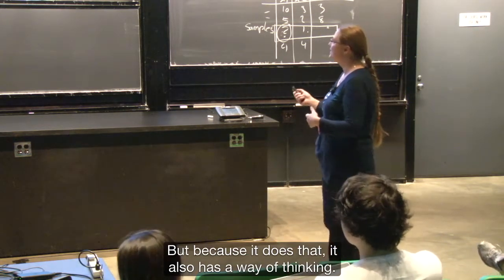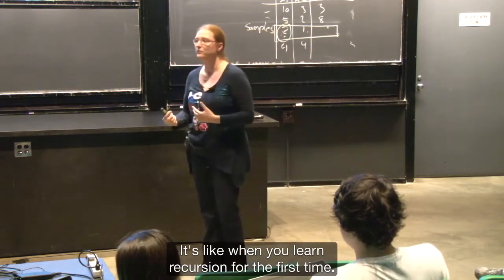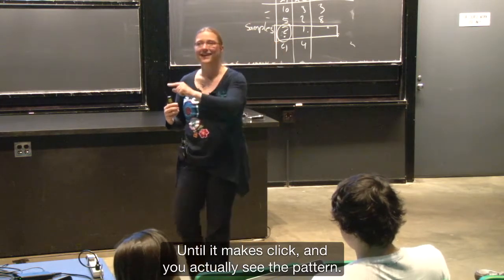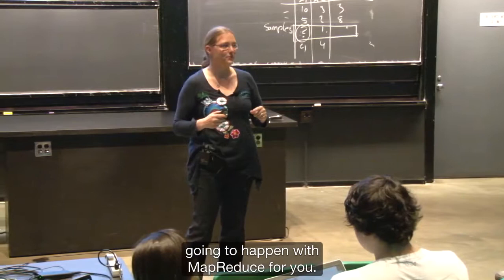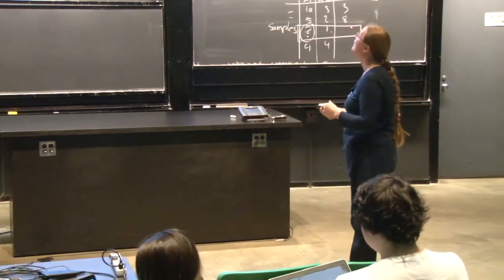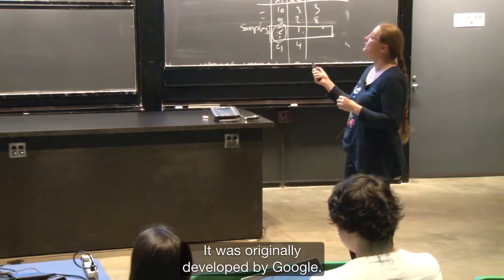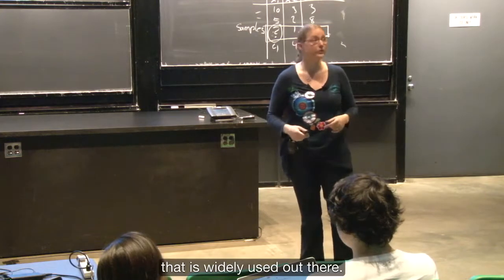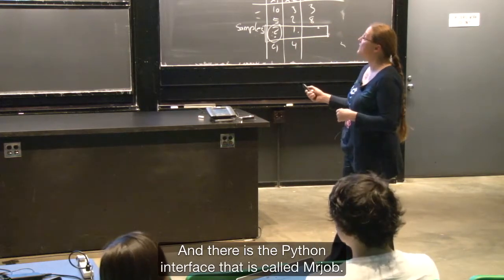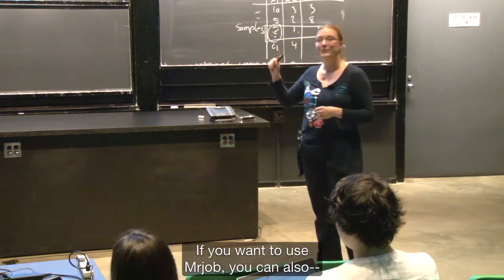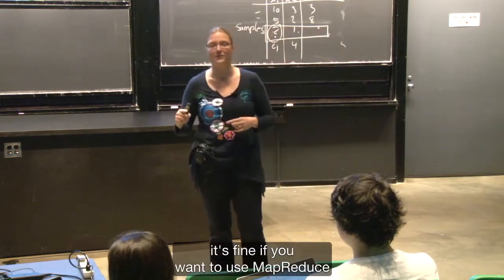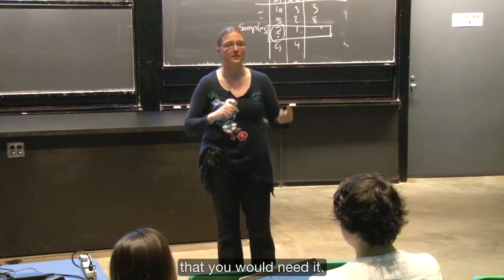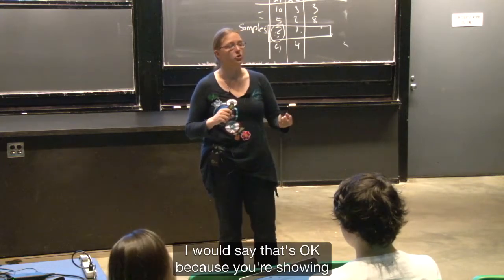But because it does that, it also is a way of thinking. It's like when you learn recursion for the first time. You go crazy until it clicks and you actually see the pattern. And that's also going to happen with MapReduce for you. So just a bit of background, it was originally developed by Google. And now Apache Hadoop is an open source implementation that is widely used out there. And there is a Python interface that is called Mr. Job. If you want to use Mr. Job, it's fine if you want to use MapReduce in your final projects, even if you don't have such big data that you would need it. I would say that's okay because you're showing that you know the method.